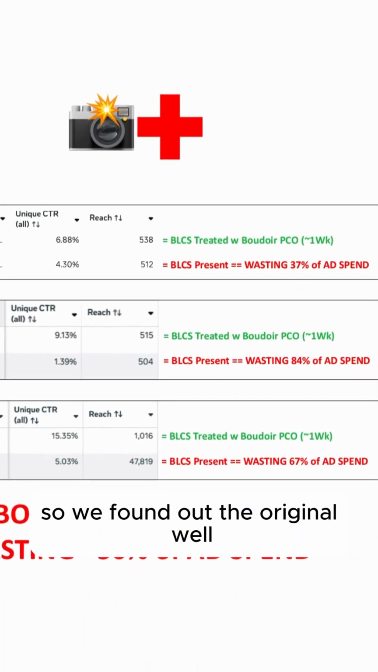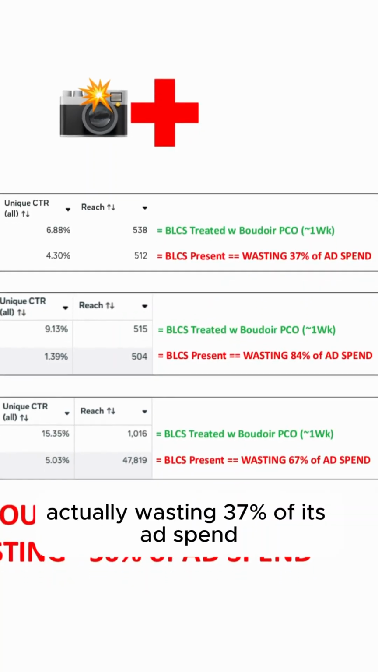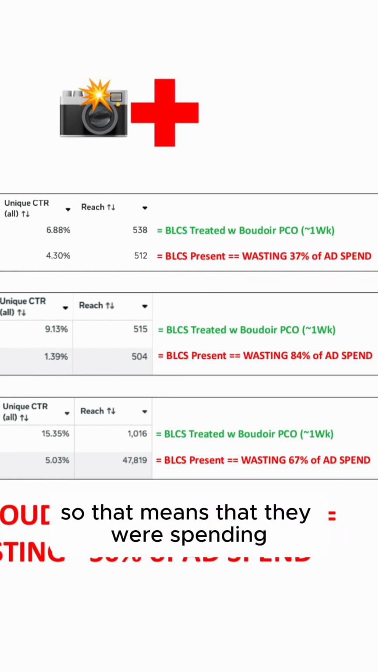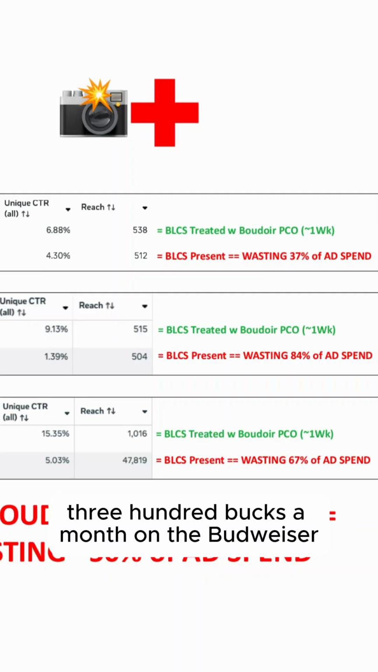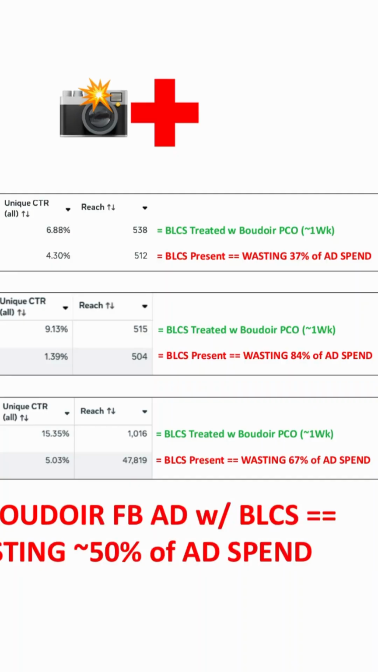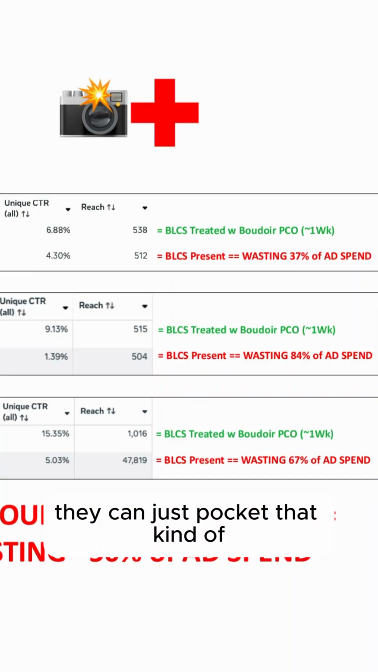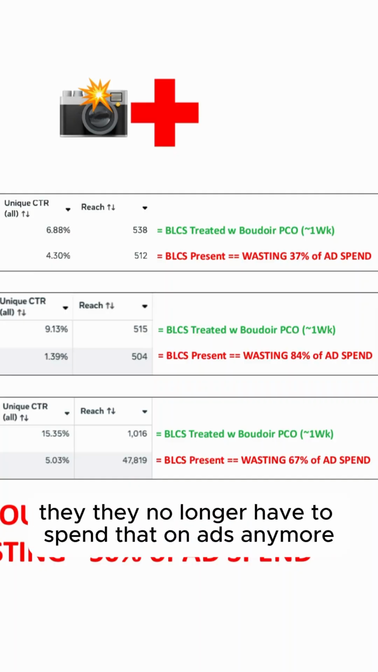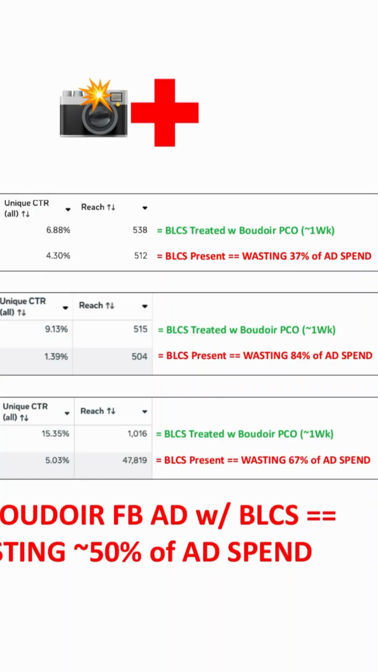So we discovered the original Boudoir Facebook ad was actually wasting 37% of its ad spend compared to what it could have been achieving. That means that they were spending 10 grand a month on the original Boudoir Facebook ad. Now they only have to spend 6,300 bucks a month on the Boudoir Pico treated ad to get into the same number of women's brains. So that delta, that difference, 3,700 bucks a month, they can just pocket as a kind of phantom bonus. They no longer have to spend that on ads anymore, kind of like a Boudoir Pico bonus.